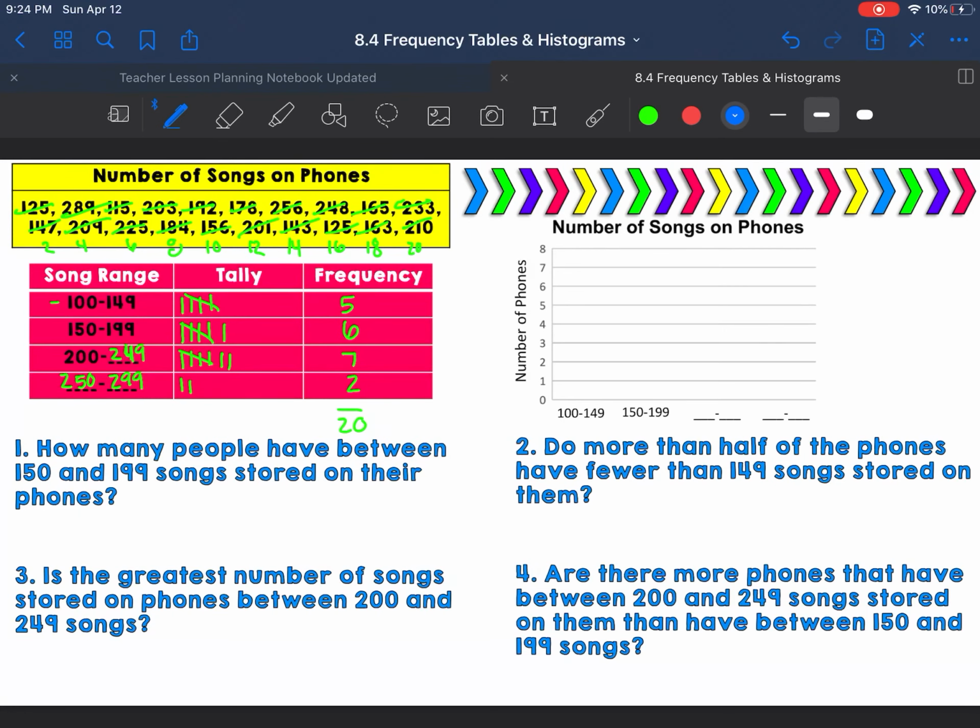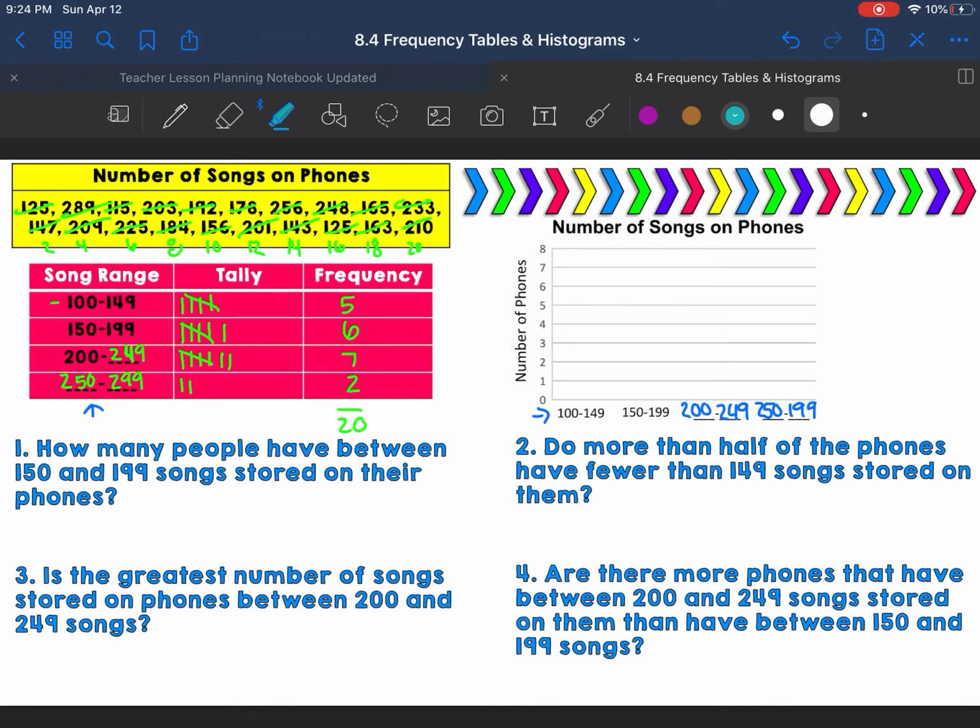Perfect. So now that I have my frequency table done, I need to move over and do my histogram. You'll notice that my categories down here are my same categories as right here. So I need to finish filling in my chart. So this would be 200 to 249. This would be 250 to 299. So now I can make my histogram.